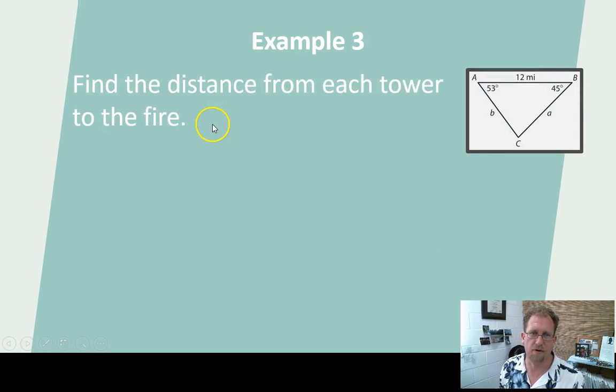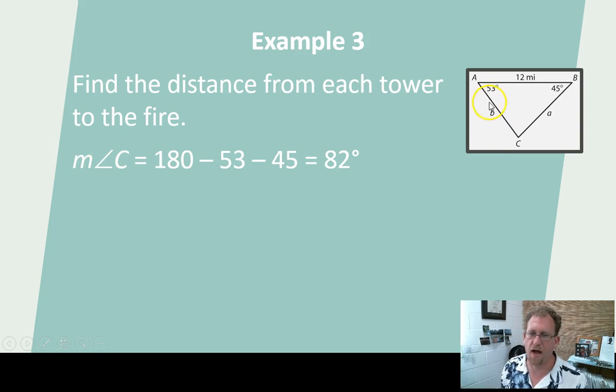Find the distance from the tower to the fire. Measure of angle C: I know this angle and this angle, so I can just use the sum of the internal angles of a triangle. I find that it's 82 degrees. I'm going to plug that in.